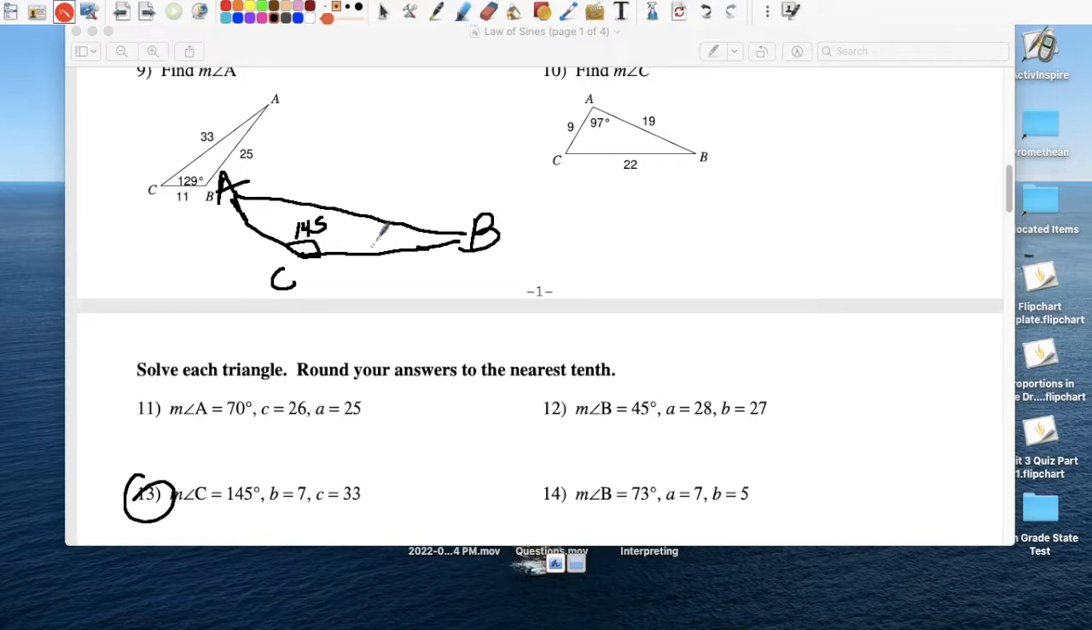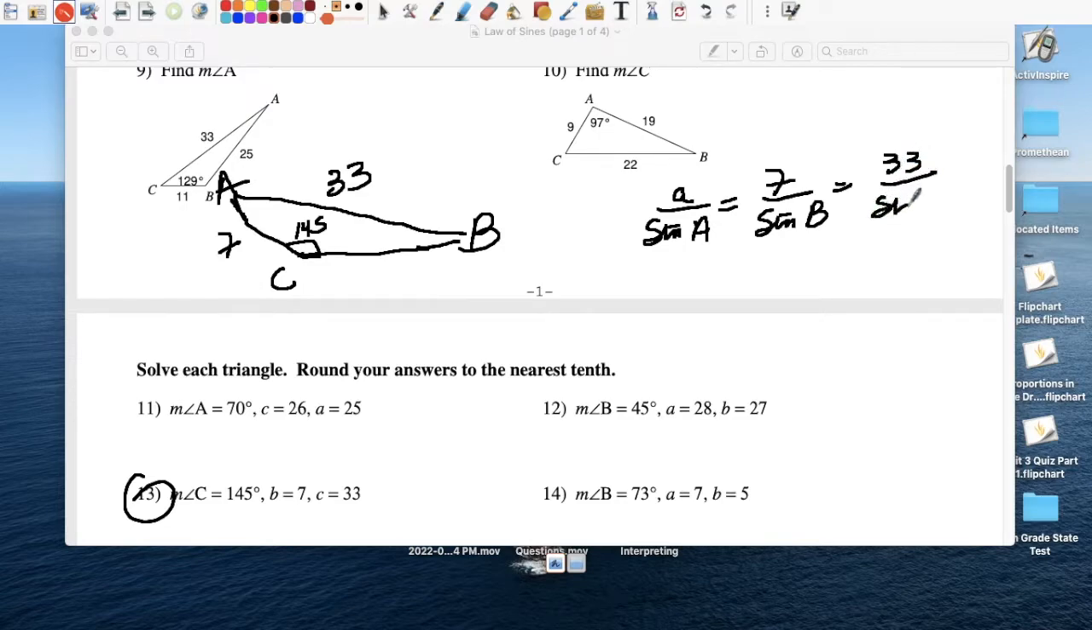So little b is 7, little c is 33. So c is there. I have everything from C and half of B and nothing of A. So A, sine of A, I don't have anything. B, I have 7 over sine of B. And C, I have everything, 33, 145. So let's start with obviously this one and this one, right? And once I find the angle B, I can find angle A. So that's what we'll do.